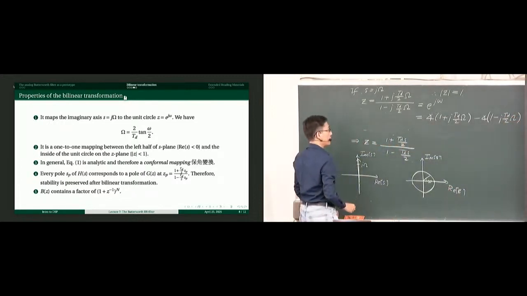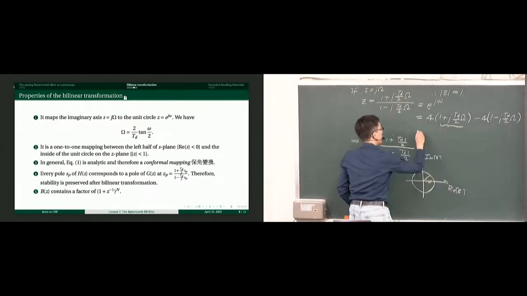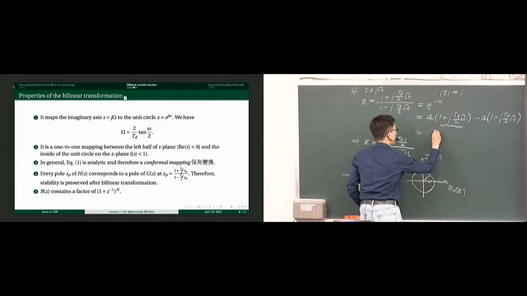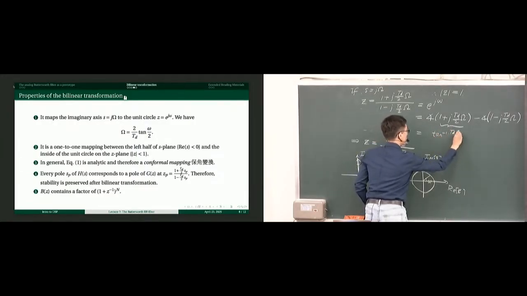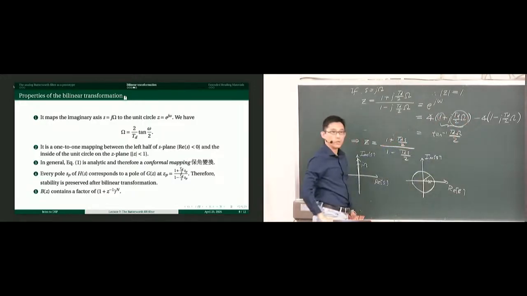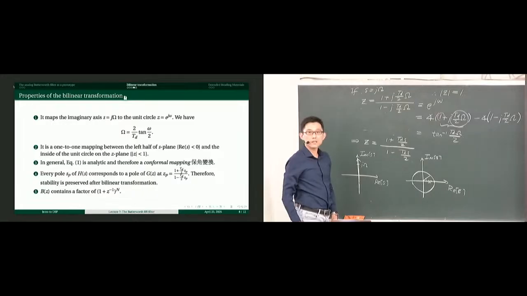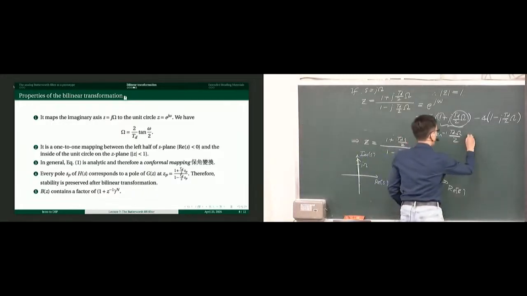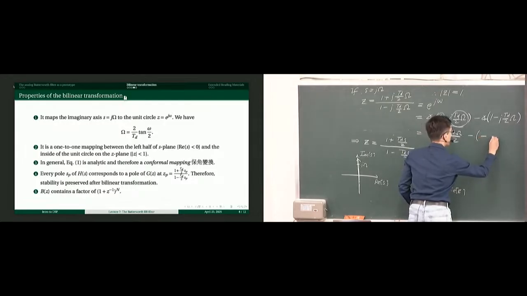Okay. So therefore, what is this angle? The angle right here is exactly arctangent of the imaginary part divided by the real part, which is 1. And similarly, the angle here is just minus arctangent of T_D omega divided by 2.